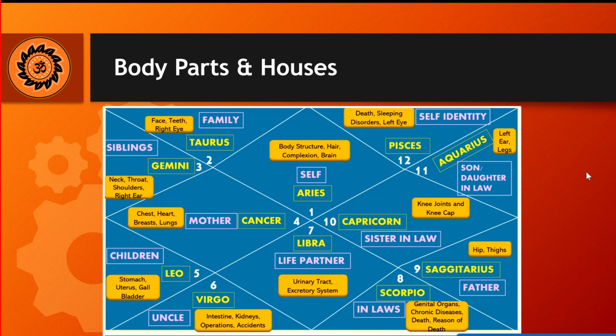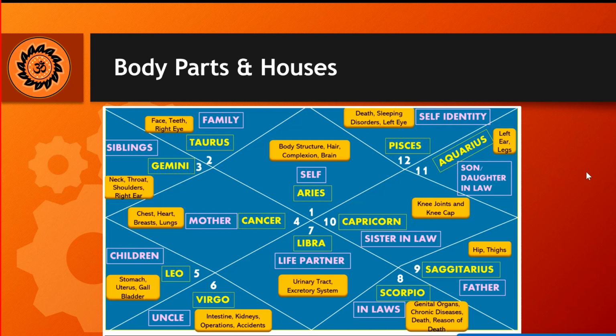So the first house, which I was telling, represents our cells, our facial features, our complexion, our brain, overall body structure, our hair. So our looks, the facial looks, can be seen from the first house. The second house shows our face, teeth, and our right eye. So if you see that Sun is placed in the second house in a debilitated sign, you can straight away assume or conclude that the person has eyesight issues, because that is what it strongly represents.